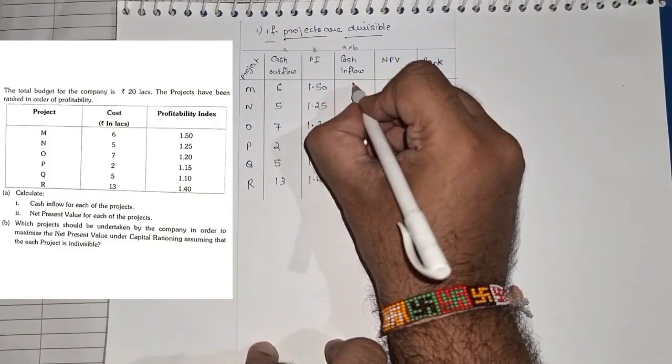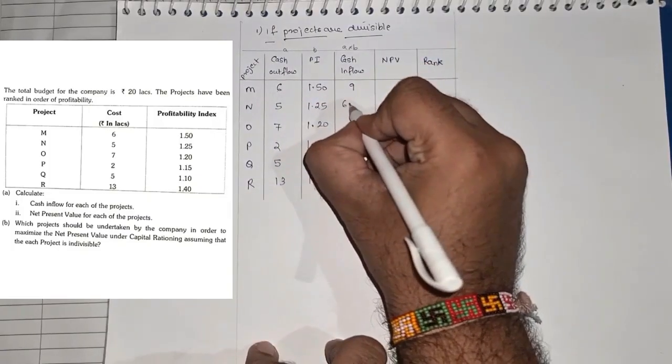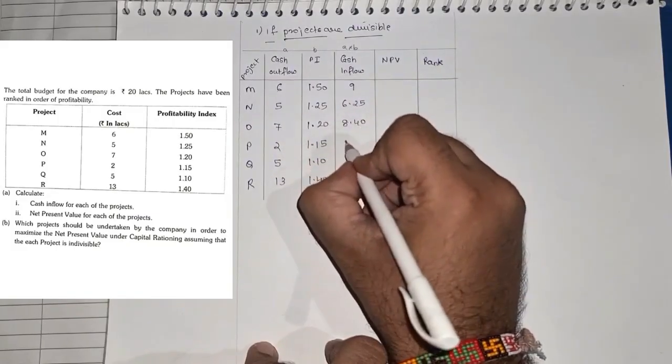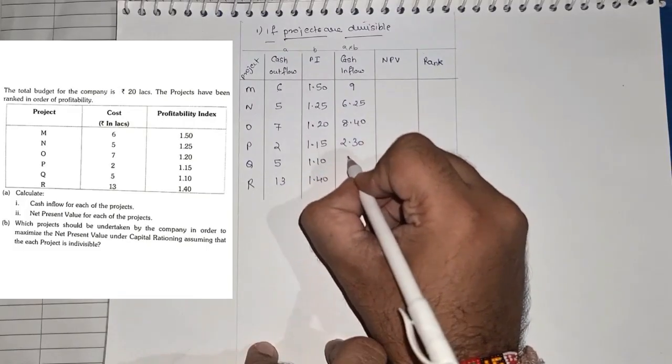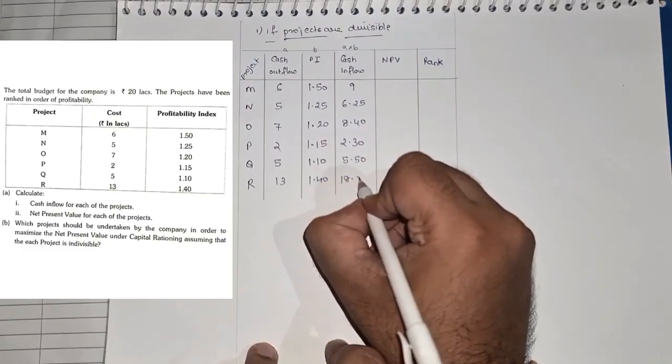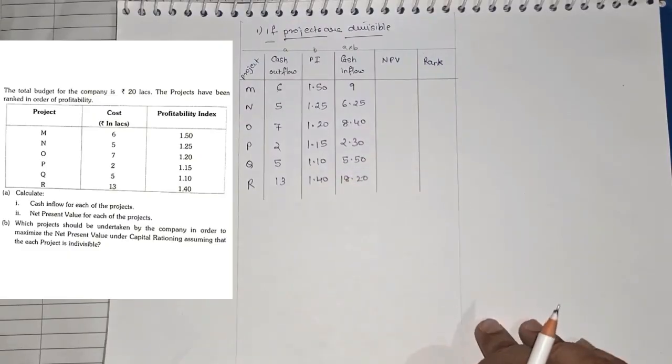So 6 into 1.5 will give you 9, 6.25, 8.40, 2.30, 5.50 and 18.20. Got it?